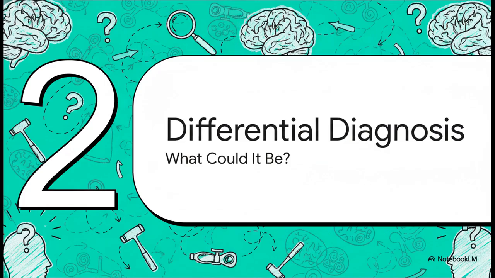Okay, we've had some good practice on finding the where. Now it's time to move on to the what. Section 2 is the differential diagnosis challenge. Basically, what could this be? We're going to look at some cases that are notorious for looking alike.